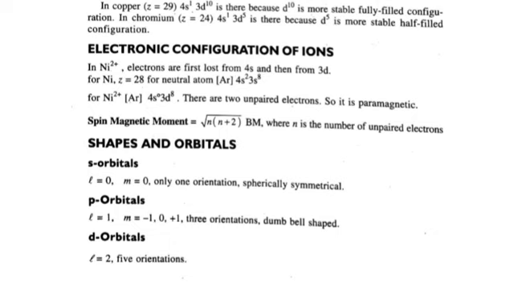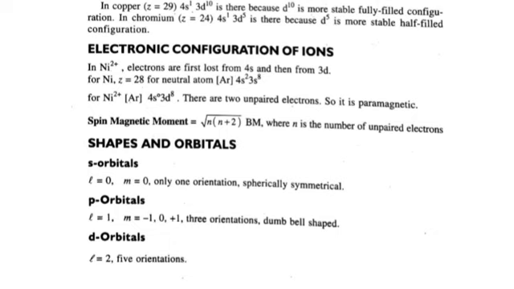Spin magnetic moment is under root n into n plus 2 BM, Bohr magneton, where n is equal to the number of unpaired electrons. So if I talk about Ni2+, it has 2 unpaired electrons: 2 into 2 plus 2, 2 into 4, that is 8, under root 8, it is 2.8 something, that is the value of the spin magnetic moment.